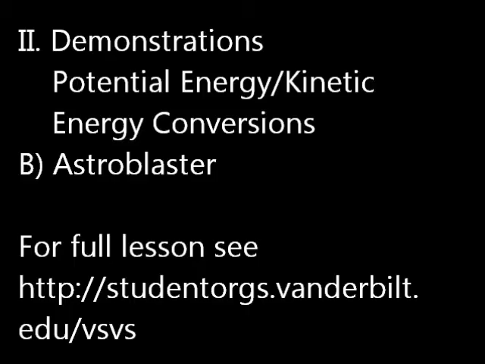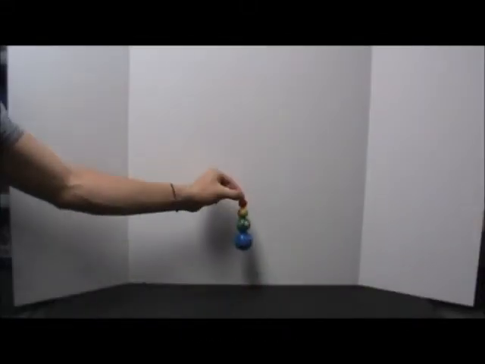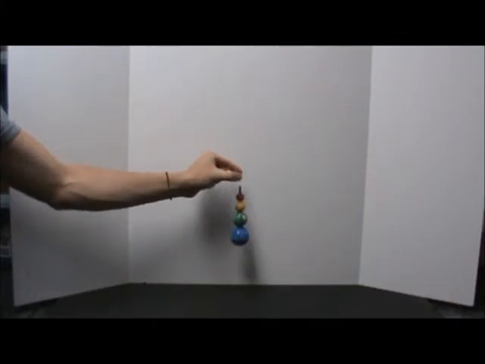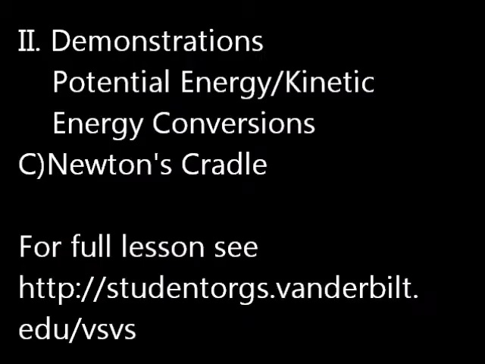Demonstration. Potential energy, kinetic energy conversions. Astro blaster. For this demonstration, you will need the following materials: the Astro blaster and safety goggles for the demonstrator. Hold the Astro blaster 4 inches above the table and drop it. Compare the height reached by the red ball to that of the red ball when bounced by itself.